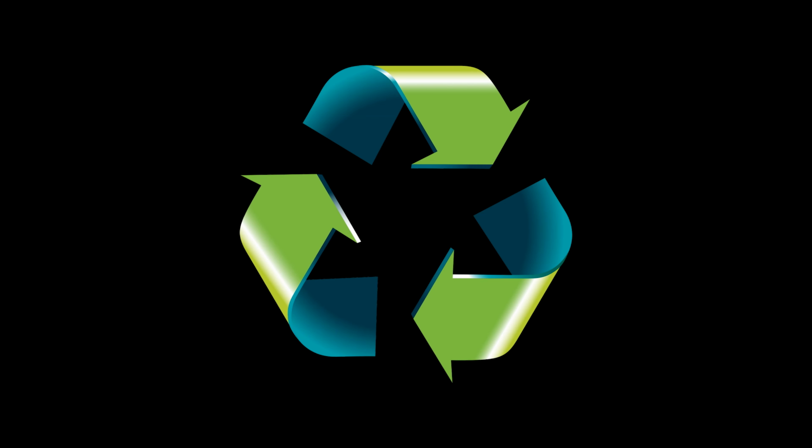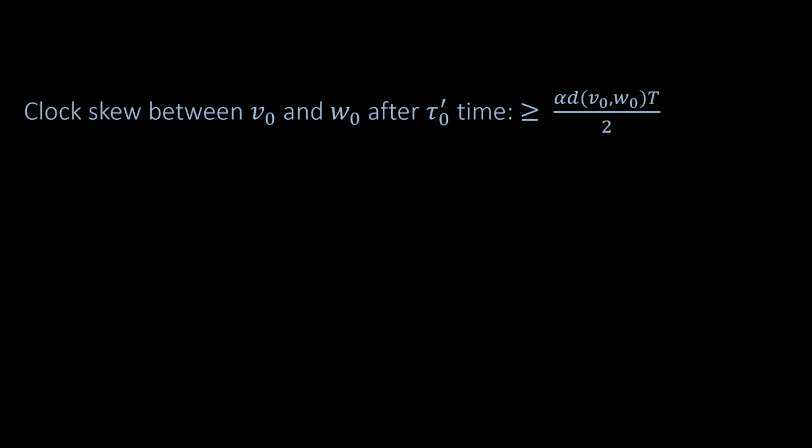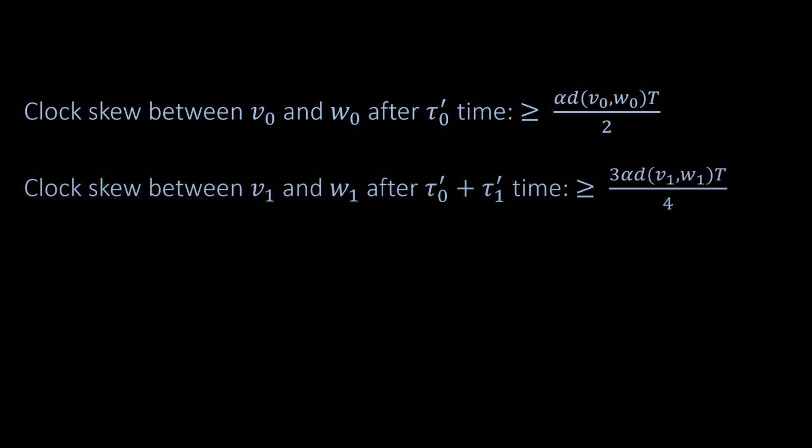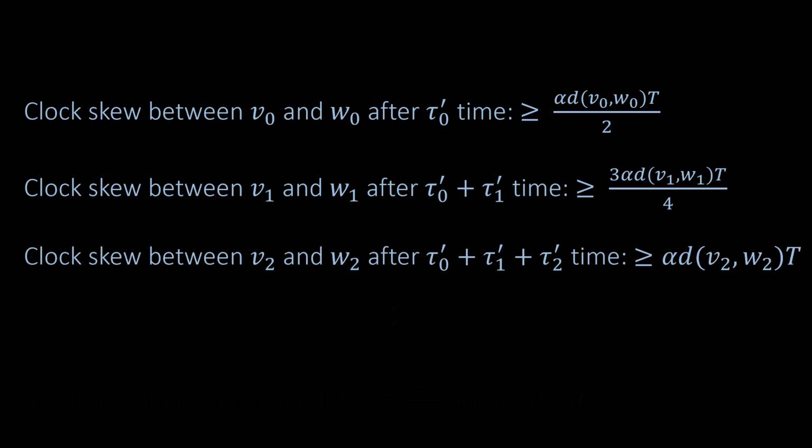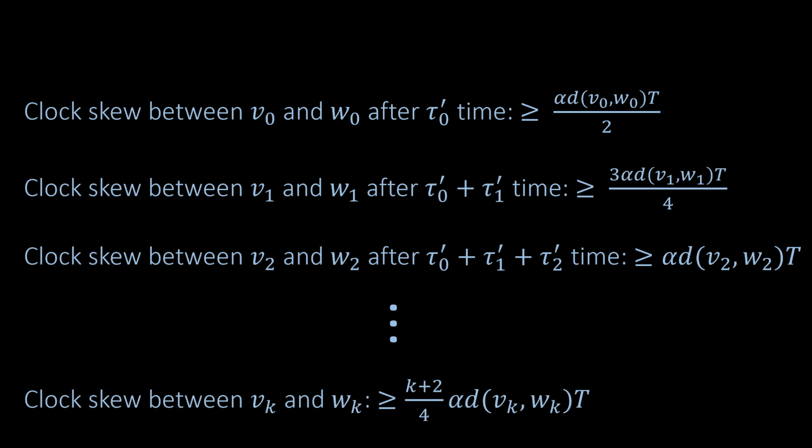How large does the clock skew get? The clock skew between V0 and W0 is alpha times the distance times t divided by 2. The clock skew between V1 and W1 is at least 3 alpha times the distance times t divided by 4. If we continue in this manner, we find that the clock skew between some nodes Vk and Wk is at least (k plus 2) divided by 4 times alpha, times the distance between Vk and Wk times t.